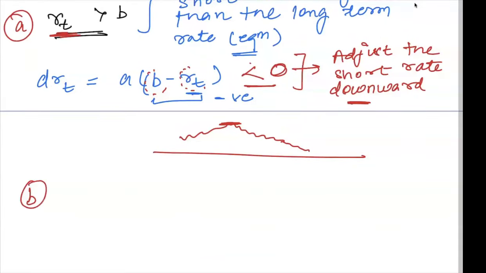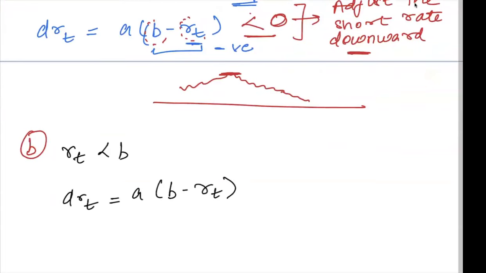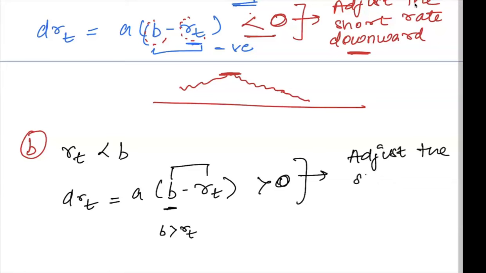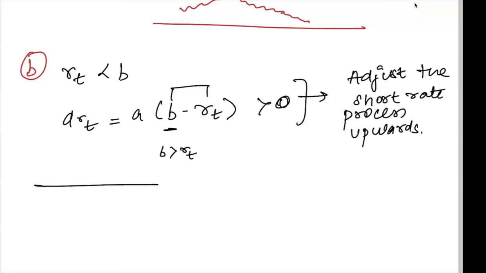But in the second case, when Rt is less than B, the equation dRt equals A times (B minus Rt) changes. Now B is greater than Rt, so this whole term will be positive. And what happens if it's positive? It adjusts the short rate process upwards.